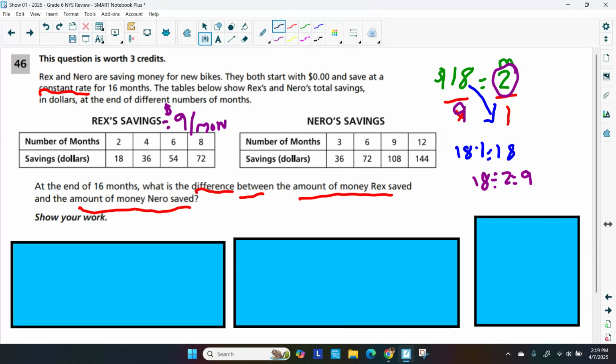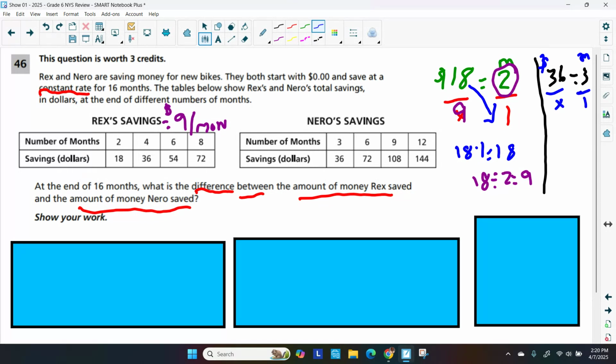So let's take a look at Nero. How much is he saving? If you look at the pattern, 3, 6, 9, 12, they appear to be counting by threes. And 36, 72, 108, 144. So let's figure out how much is he saving in 1 month. So I'm going to take $36, and he does that in 3 months. So, and I'll put my dollar sign there, and M for months. So how much money is that for 1 month?